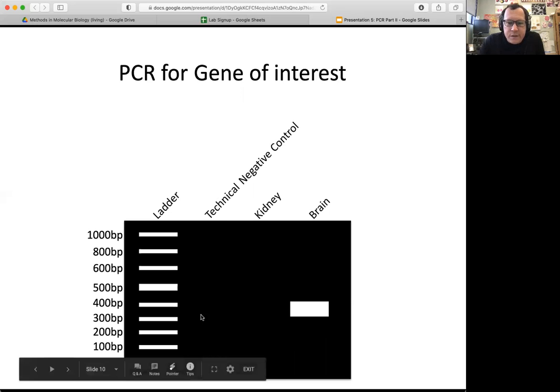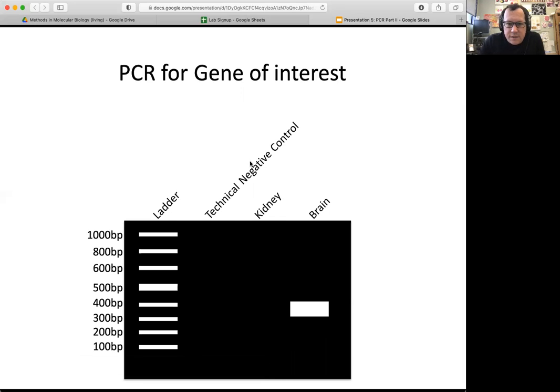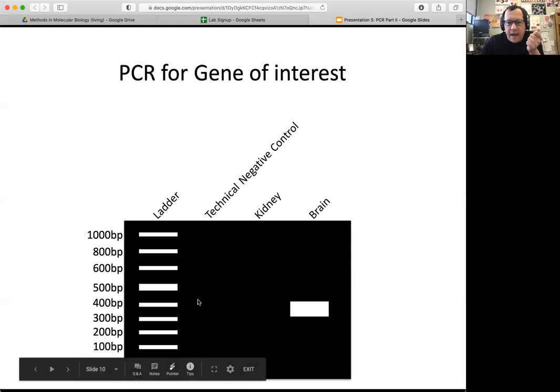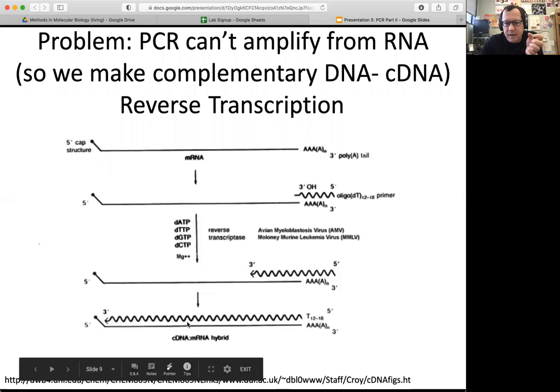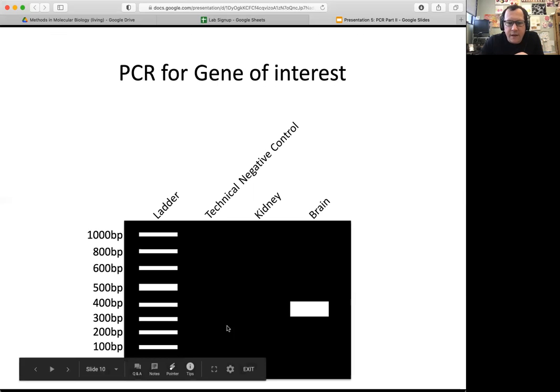One of the things we should do in all of our PCRs is do what's called a technical negative control, right? If you think about what we put into a PCR reaction, we have our Taq, we have our dNTPs, we have our primers, we have water, we have our buffer. In our technical negative control, we don't add any template. Okay, so the template here would be cDNA, right? cDNA is the DNA copy of the RNA that we've made. We have cDNA from brain. Here we have cDNA from kidney. And here we're just not adding any cDNA. Okay, so if we don't see anything here, that's a good thing.